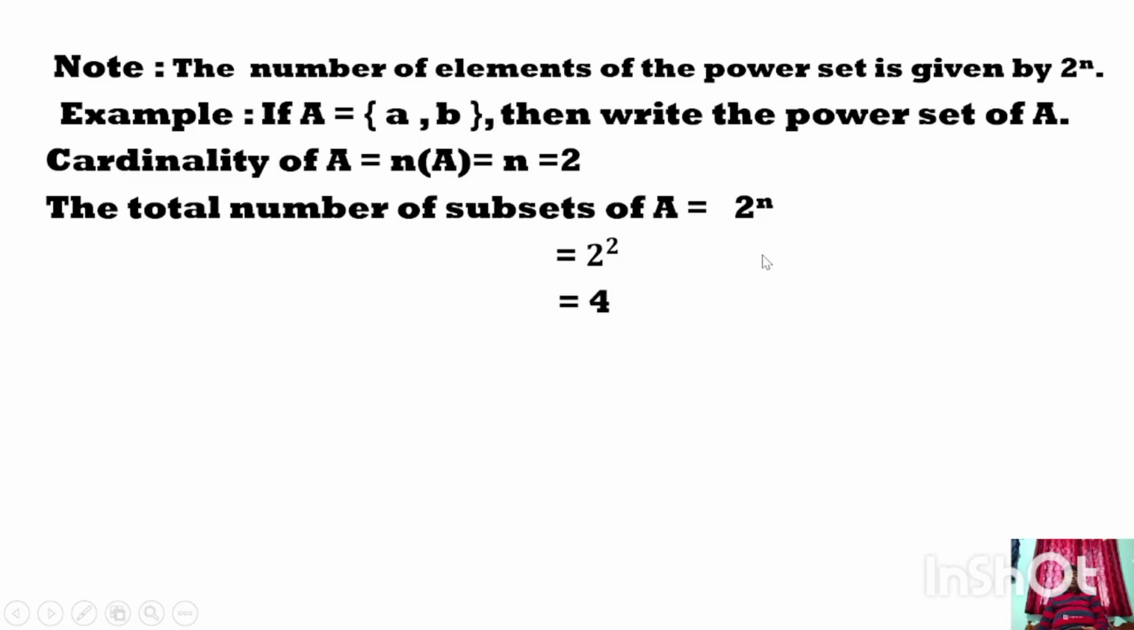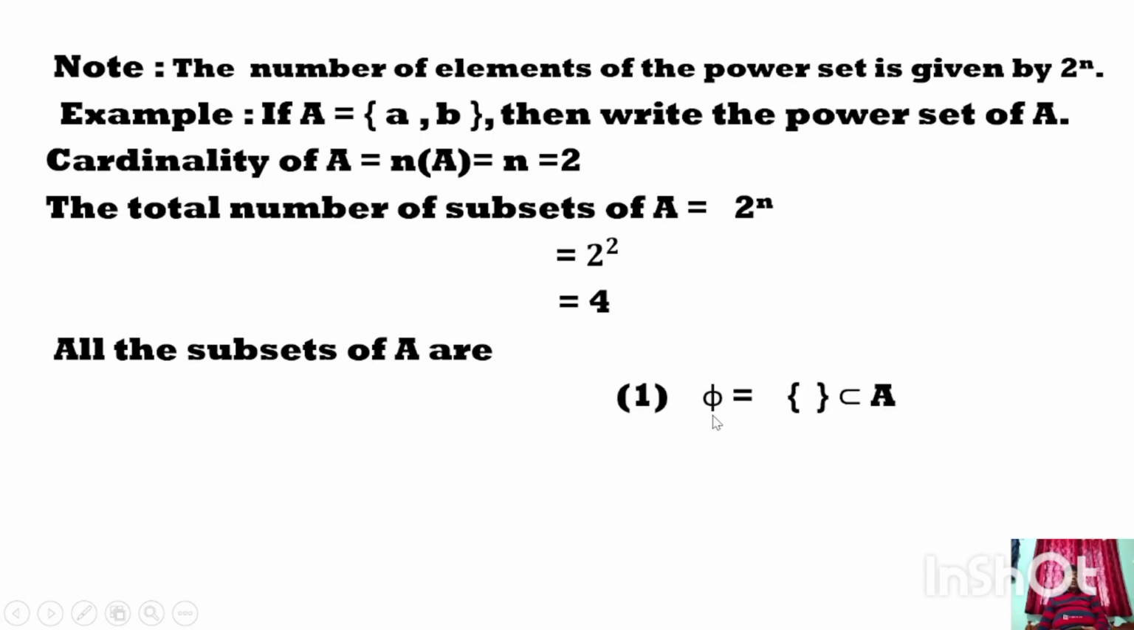So it has 4 elements. If A contains 2 elements, the total number of subsets will be 4. It has 4 subsets, and all the subsets of A are: first, phi is a subset of A; second, A is a subset of A, because every set is a subset of itself, and every null set is a subset of a given set.